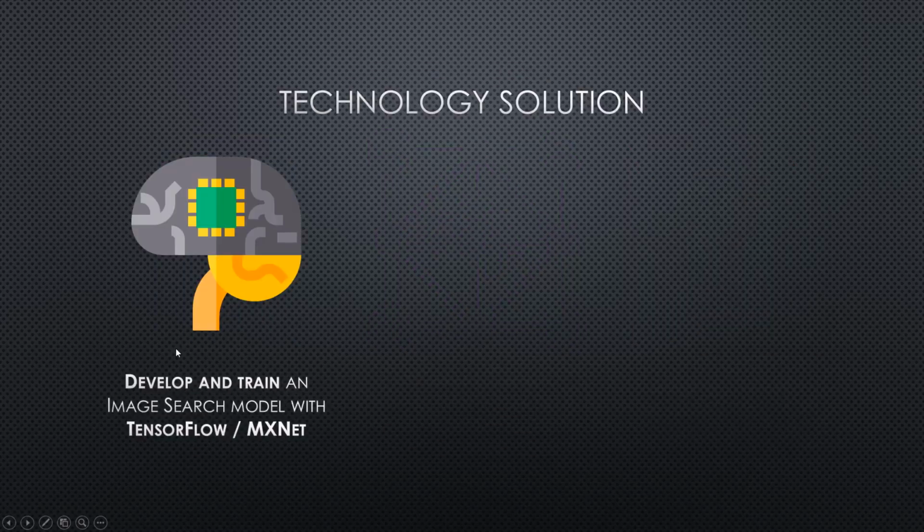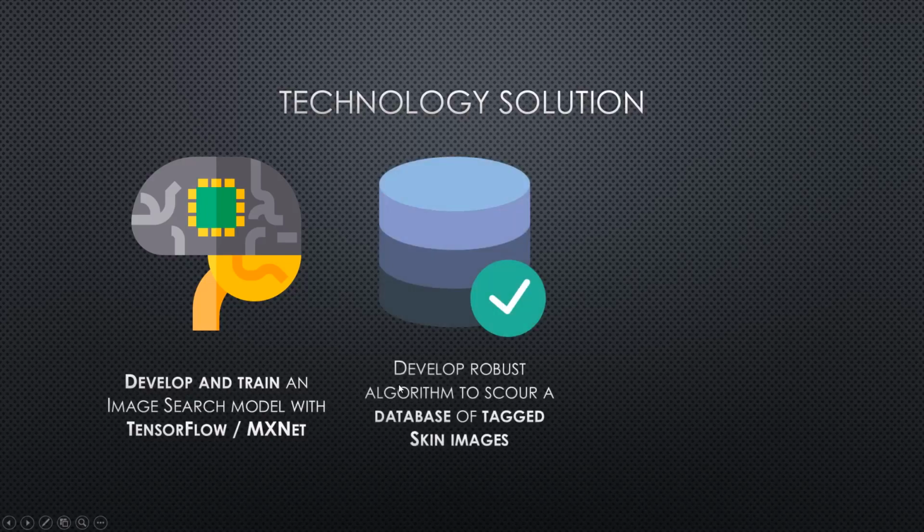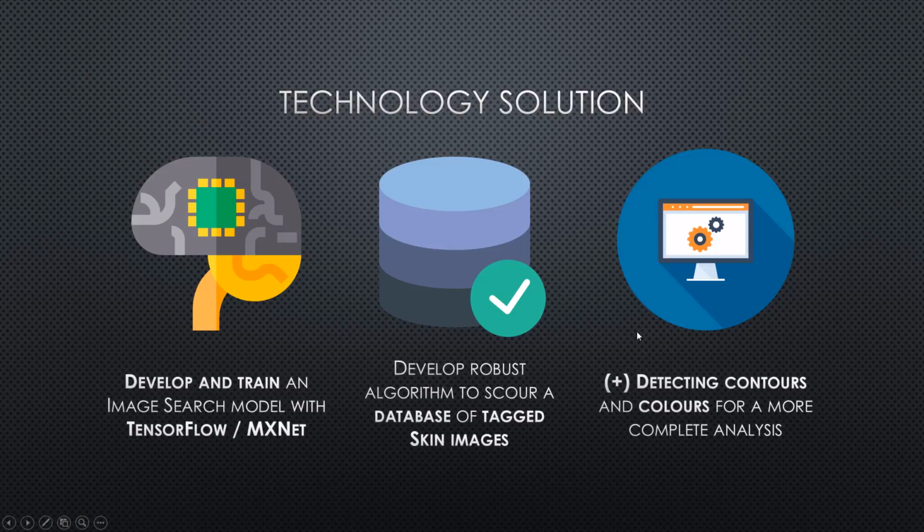Our tech solution is to develop and train an image search model with TensorFlow and MXNet. After which, we're looking at developing a robust algorithm to search a database of tagged skin images. And as a bonus, if we have time, we'll develop an algorithm to detect contours and the colors of the skin condition itself for more complete analysis.